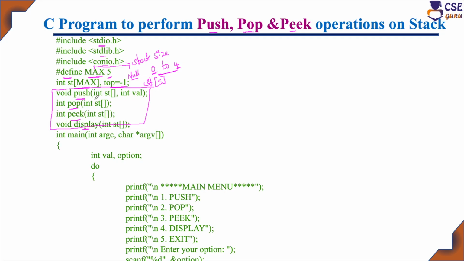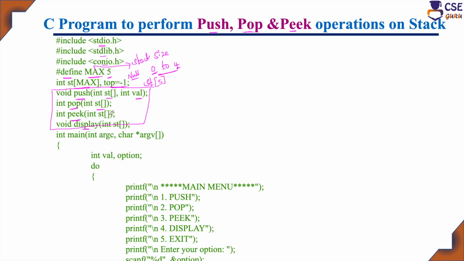And for void push, here you need to pass parameters: the stack data structure, and the value you want to insert. That value you need to pass as a parameter. And for pop, only the stack data structure is enough. Because if you are implementing the pop operation, the top value will be decremented by 1 automatically. So whenever you decrement the top value, automatically the top element will be deleted, and the top will represent the previous memory location.